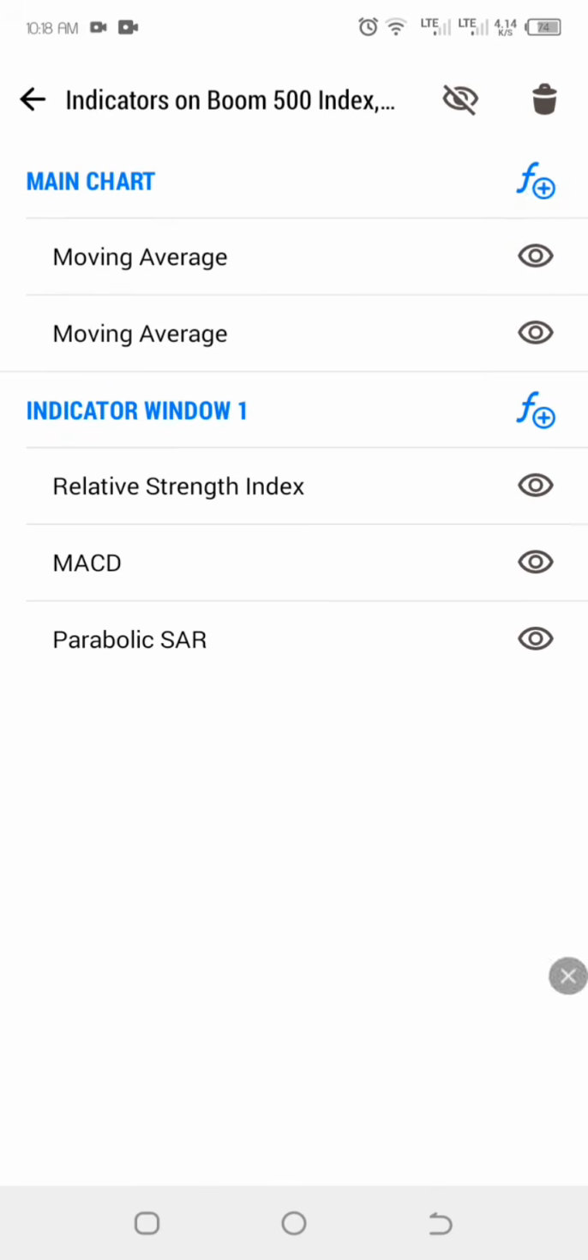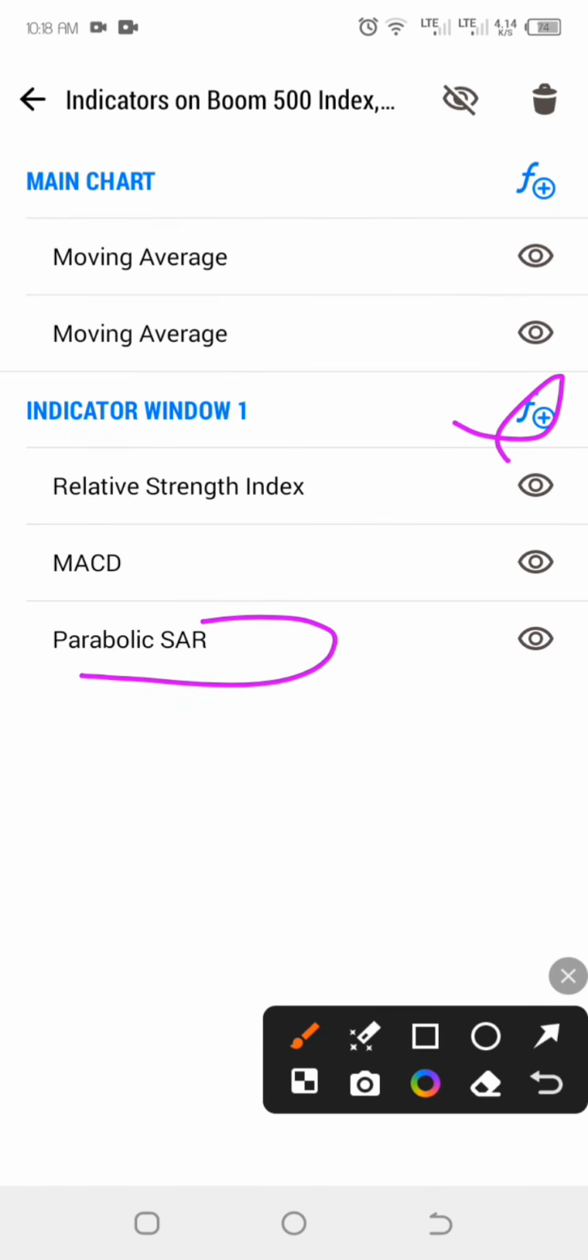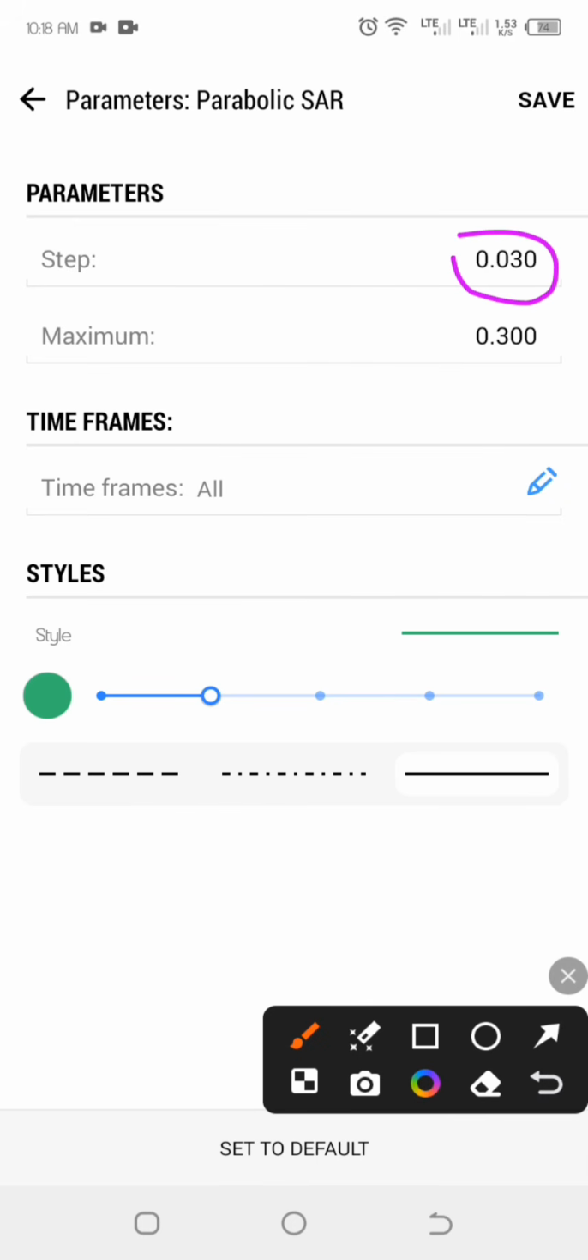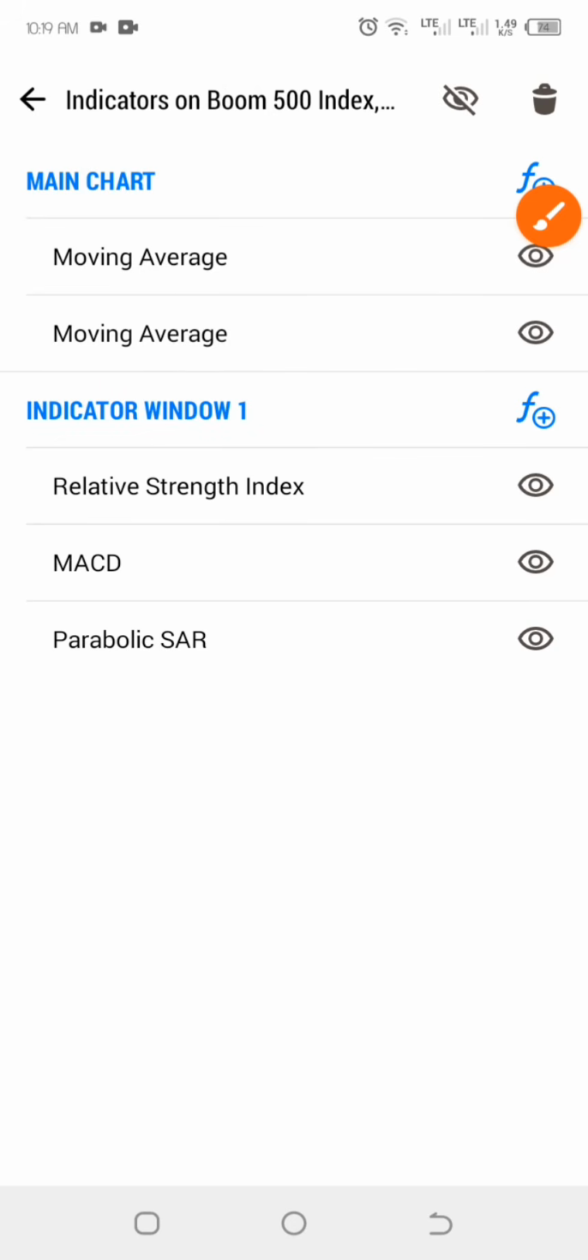Go back, and for the parabolic SAR, click on this F icon, search for parabolic SAR and click on it. For the parabolic SAR, the step is 0.030, maximum is 0.300, using the style of your choice, then click on save. So that is the setting you are going to be using for this strategy.